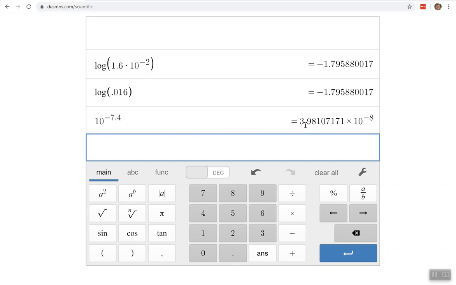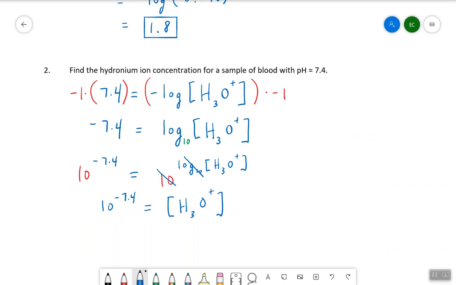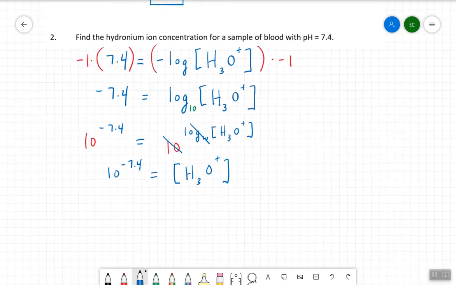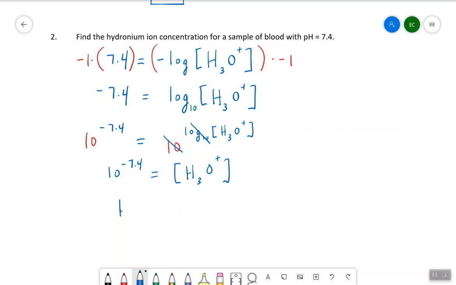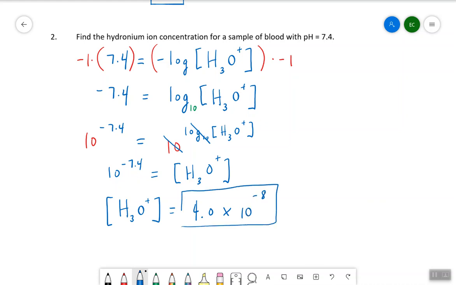Okay, at any rate, we're going to round off to 1 decimal place in the scientific notation. So instead of 3.9, that 8 says we have to round the 9 up to 0, and then that brings the 3 up to 4. So we'll have 4.0 times 10 to the negative 8. So our final answer here is to say that the hydronium ion concentration is 4.0 times 10 to the negative 8. And we can box that up.